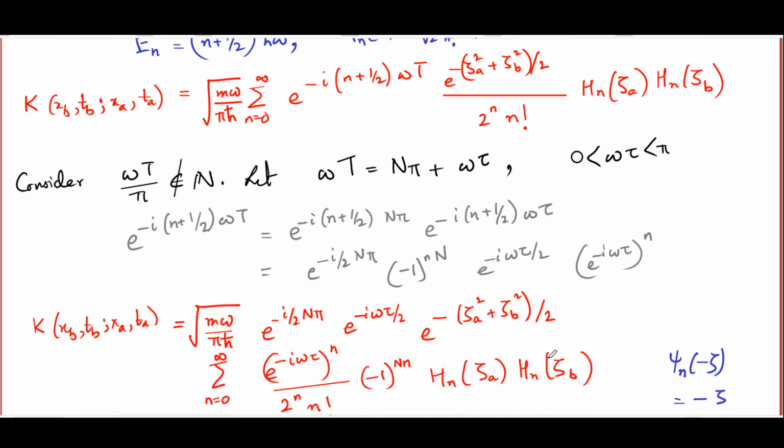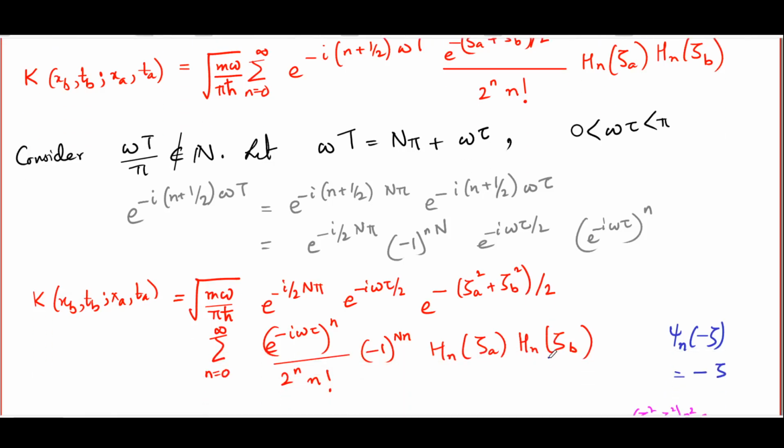The sum that is left here is a sum from n going from 0 to infinity of e to the minus i omega tau to the power n by 2 to the n factorial, minus 1 to the power capital N times small n, followed by the product of two nth order Hermite polynomials at zeta a and zeta b respectively.